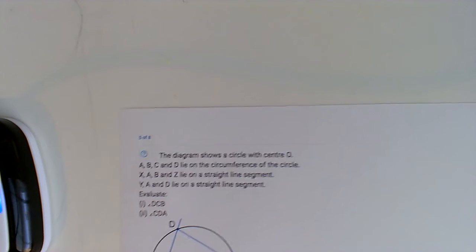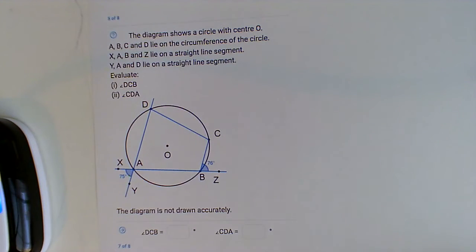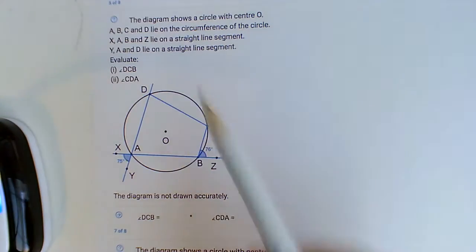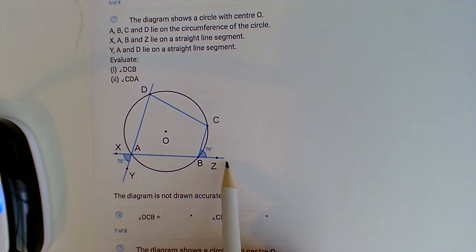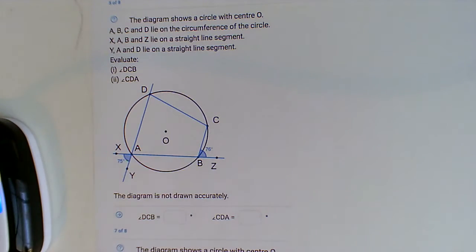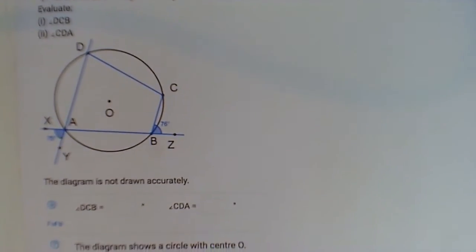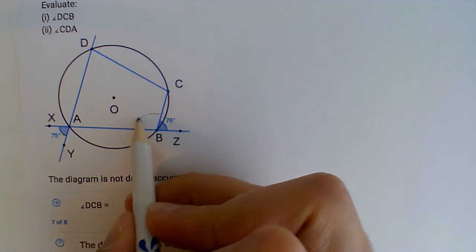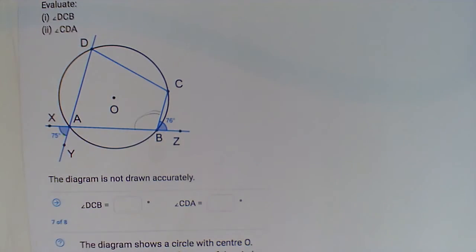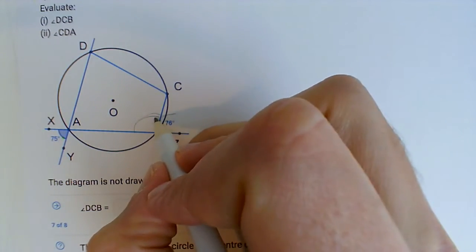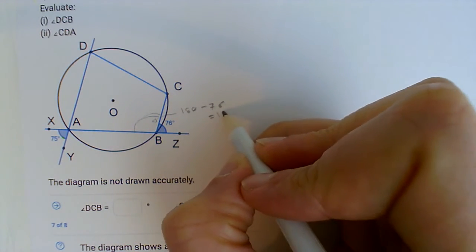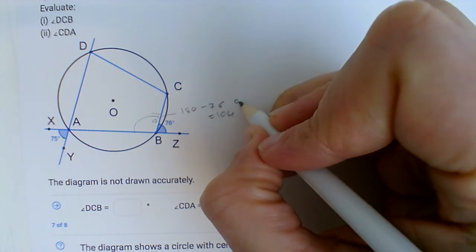Okay, right, question 5, and the last 4 of them, 5, 6, 7, 8, get a little bit trickier. This time we're told that this is a straight line and this is a straight line here. Now what we can do from that one, if I just zoom in a little bit there, this is still a straight line, isn't it? So that angle inside there, which is the one inside the cyclic quad, will be 180 take away 76, which is 104, and that's because of angles on a straight line.